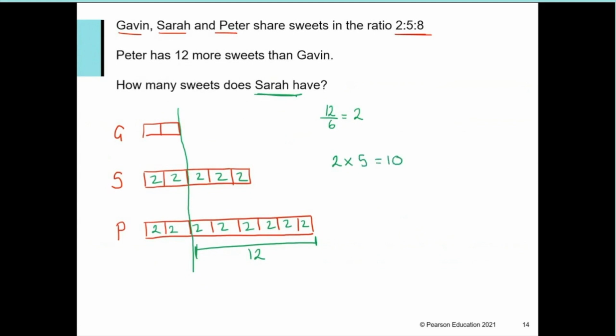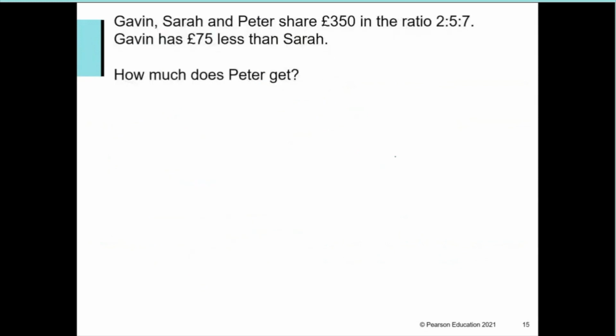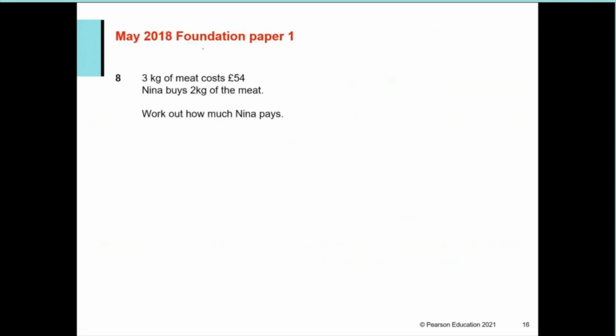So nice and straightforward. But again, this is the kind of question that you can easily be using in year 7 classes. And if you look at this question, I'm not going to do this question, but a very similar sort of setup. Gavin, Sarah, and Peter share £350. We have a ratio, but this time Gavin has £75 less than Sarah. So again, when you set that one up, you would have a less than part rather than a greater than part, and you're working out what's in each box as you go.